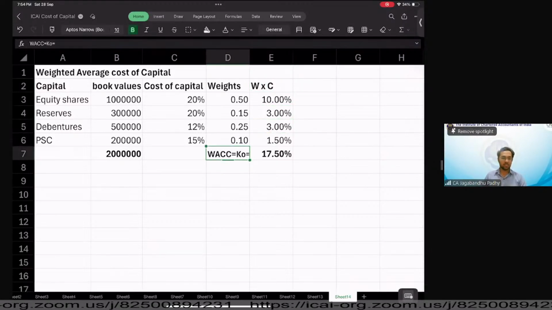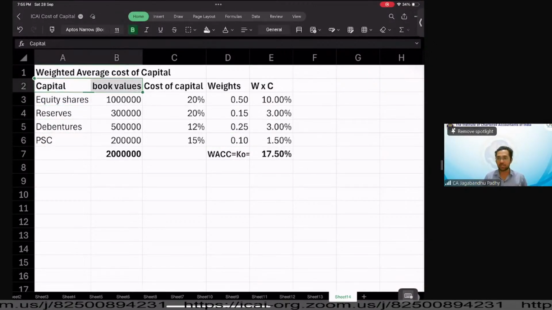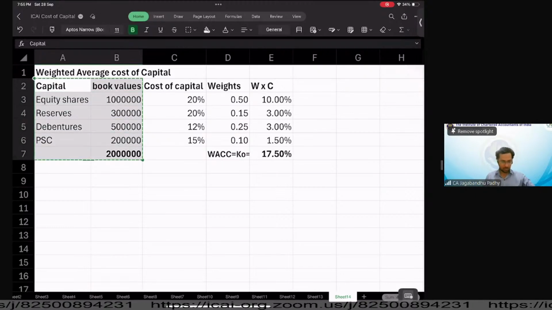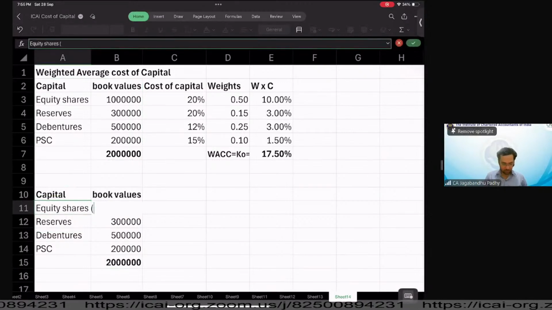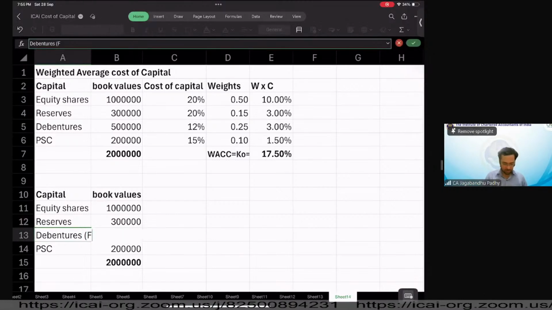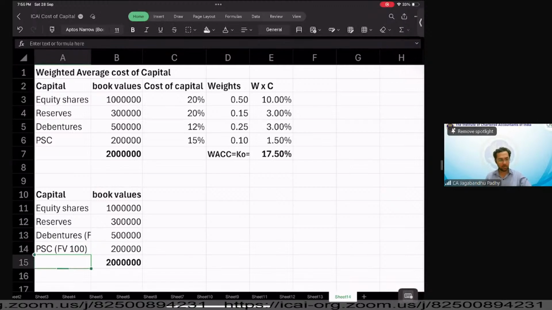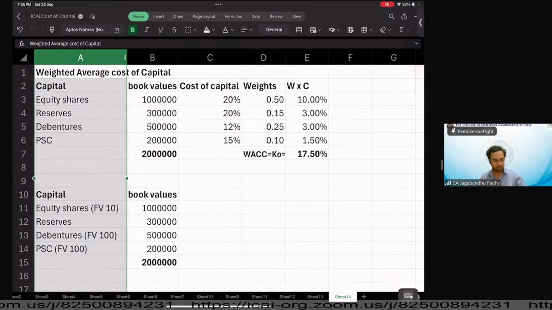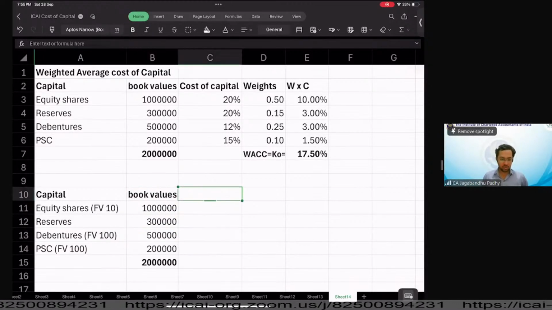Okay. Now, this is what we have done on a book value basis. Now, if I give you some more information, let's say these are book values, but I tell you that each of the equity shares has a face value of 10 rupees. Debentures have a face value of, let's say, 100. Preference shares have a face value of, let's say, 100. In that case, these are the book values.